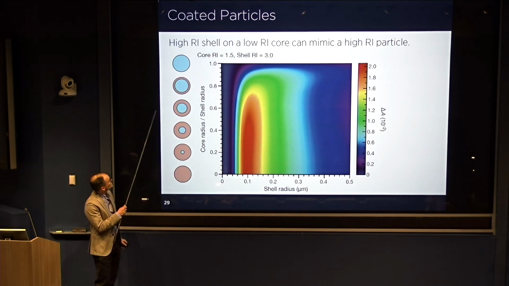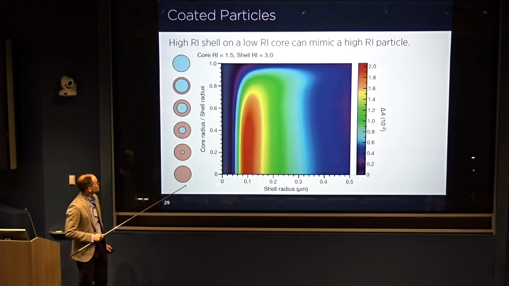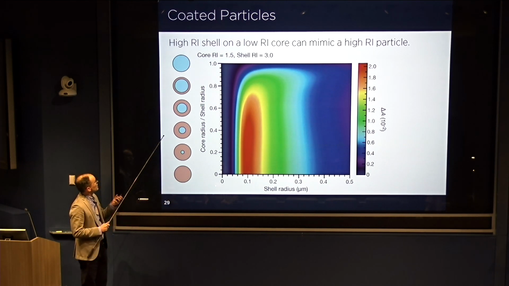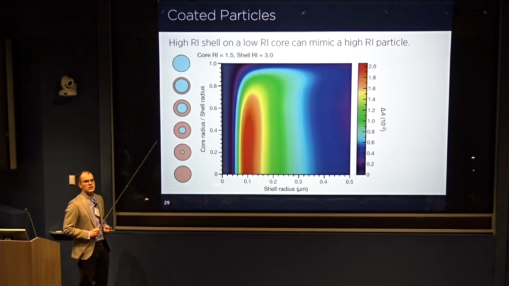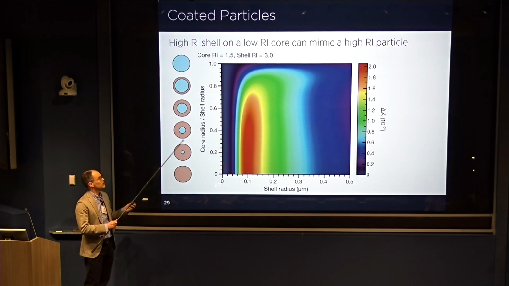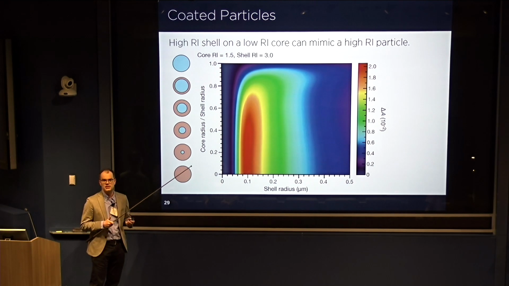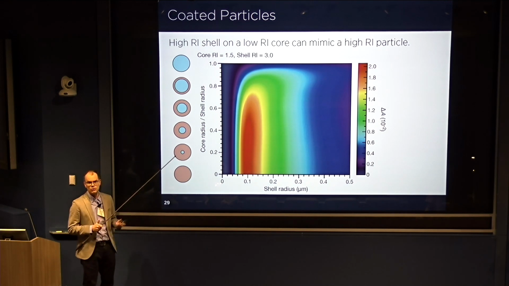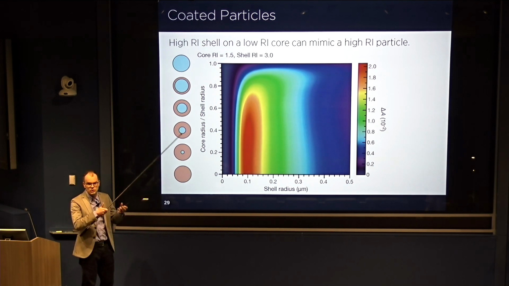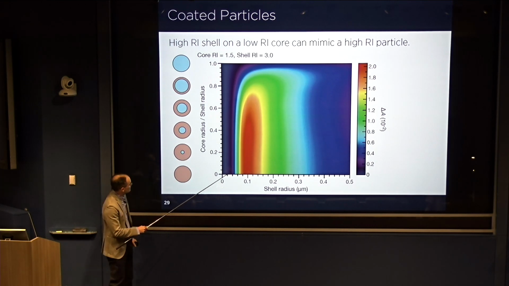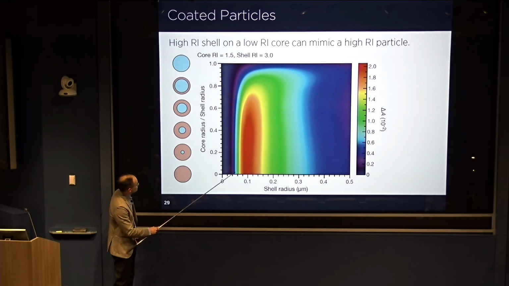Another aspect with these core shell particles that we can consider is what happens if you have a low index core and then a high index shell. This would be useful because one of the issues with these high RI particles is that they tend to have very high densities, so they're heavier particles. If you had a lower index core, you could have a composite particle that's overall lighter. And what we see here is that, yeah, you can have this low index core, and the shell thickness can get to about this.